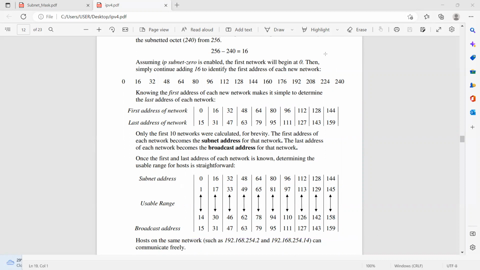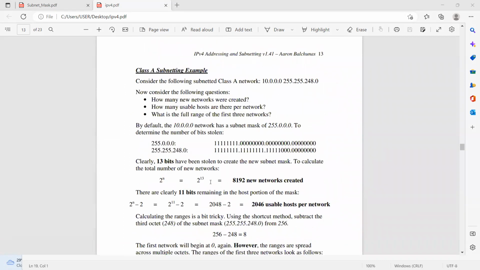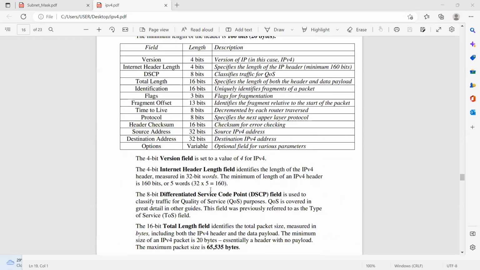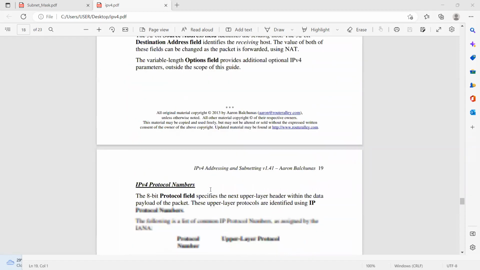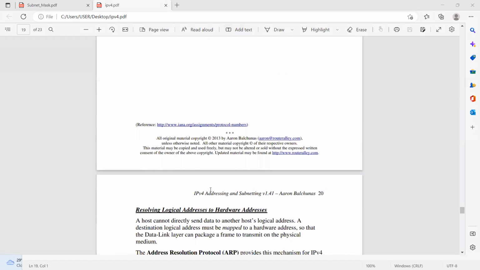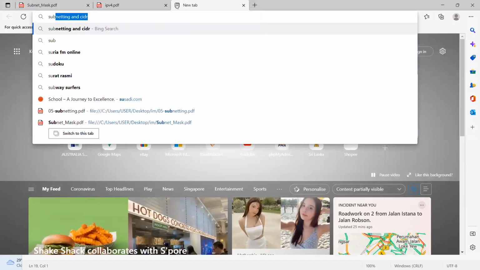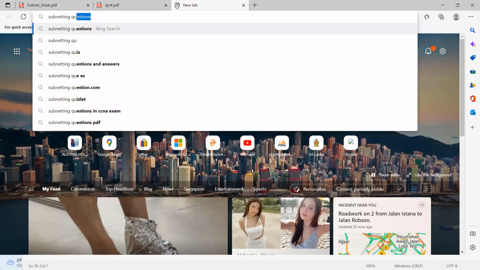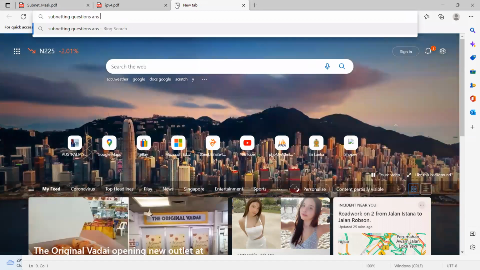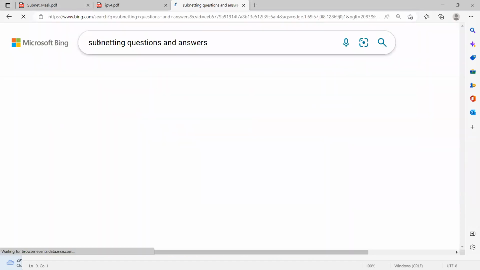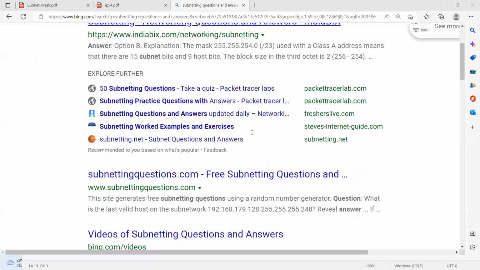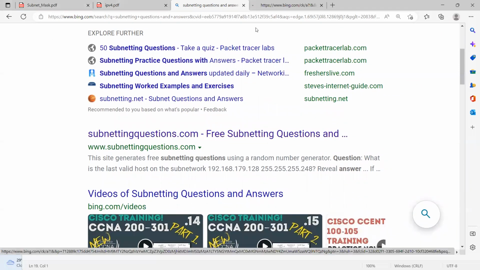Right, okay, what questions can they ask? Let's see the questions also. Here we don't have any questions, so let's move to the question part. This is a Cisco examination, right? You can find a lot of materials on the internet, because Cisco exams ask this basic examination.